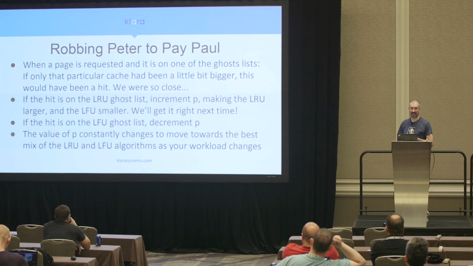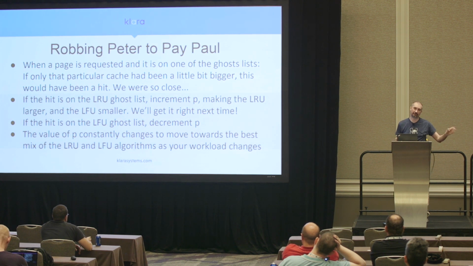So when a page is requested and it's on one of those ghost lists, meaning it was in the cache, but we had to remove it because we were running low on space, that means if only that cache had been a little bit bigger, that page would have still been in the cache rather than having been evicted. And so when a file was in one of these 2 caches but got removed because we needed more space, we keep it on the ghost list, and when we get a hit there, we know, again, that cache, if it had just been a little bit bigger, this would have been a hit instead of a miss. And so we grow that cache.